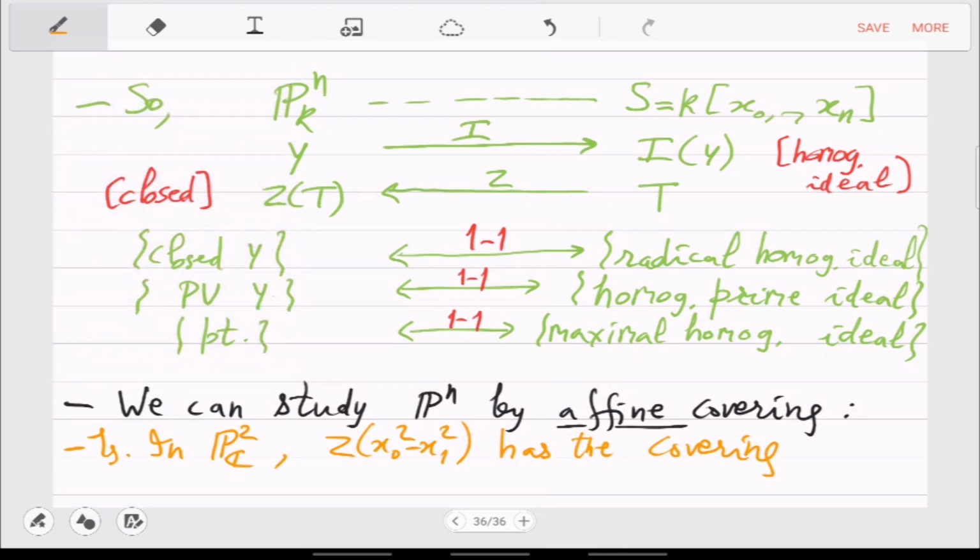Yes, so here you just follow the algorithm you use to find the points, right? So you set x0 to 1. When you set x0 to 1, then x1 has two possibilities, plus minus 1. The third parameter is free, so any complex number. So this you can see as an affine closed set. That's the first part. But this doesn't give you everything.